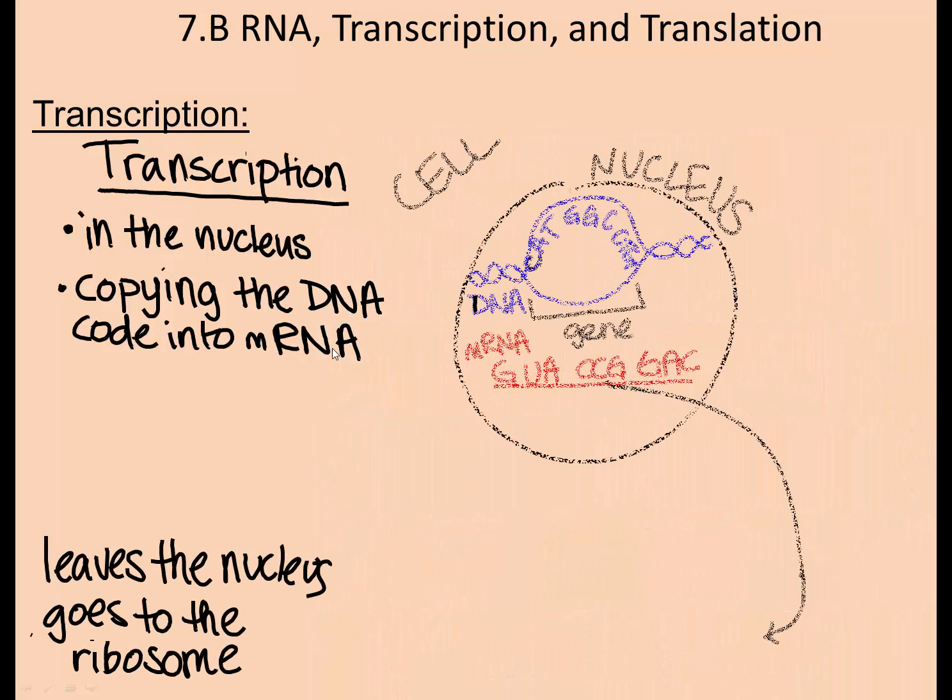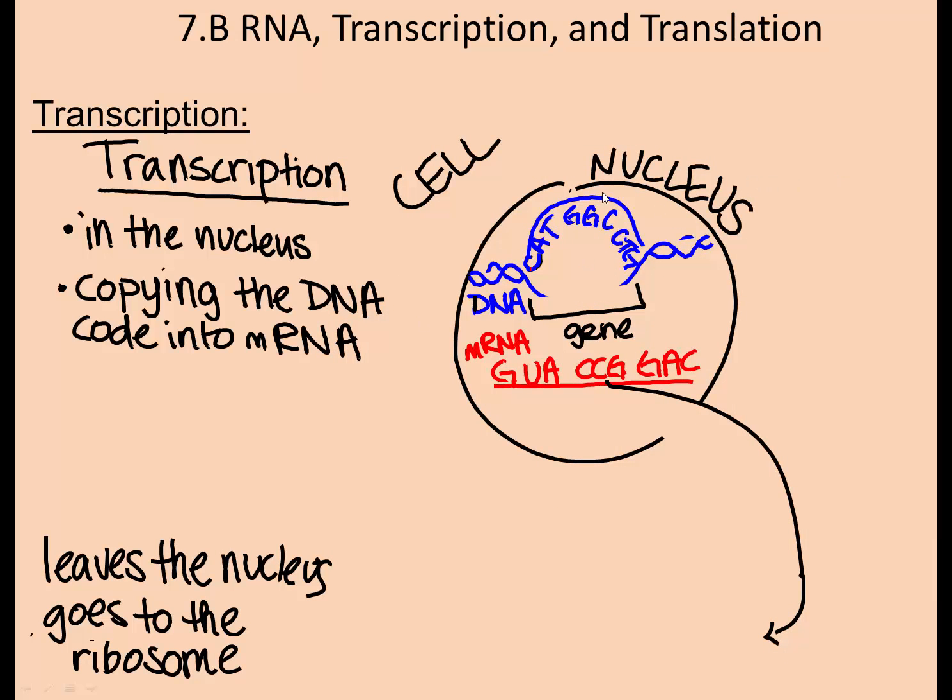Leaves the nucleus. So here's the DNA. It actually coded for the mRNA: C's become G's, A's become T's. So that's the 3'-5' strand. This is the messenger RNA. This is the gene. The gene's made up of a whole bunch of different codons, and the messenger RNA will then leave the nucleus.